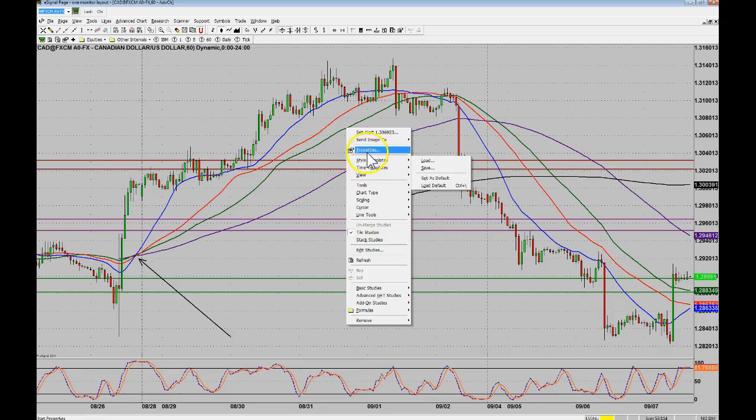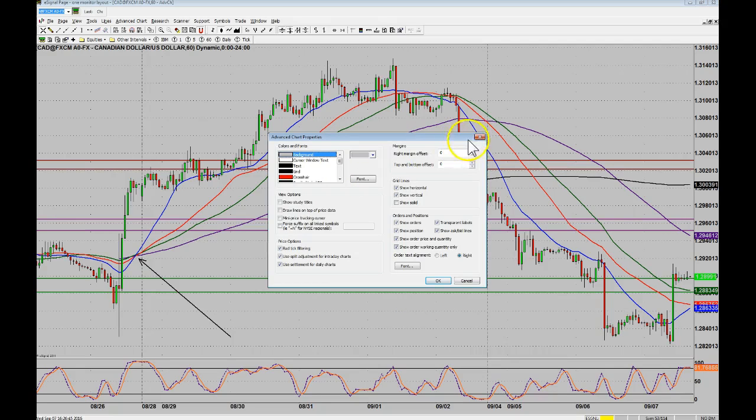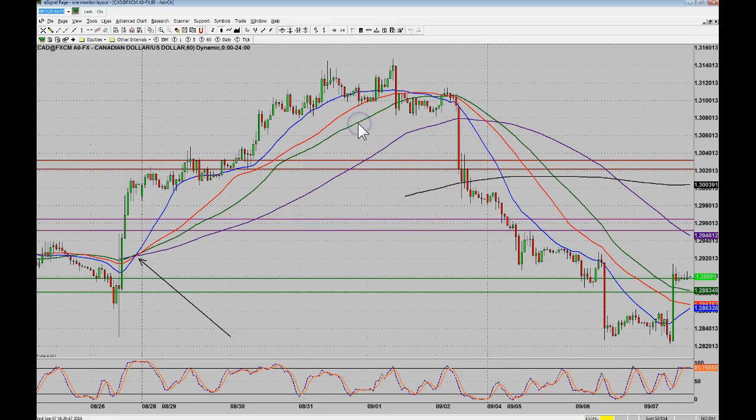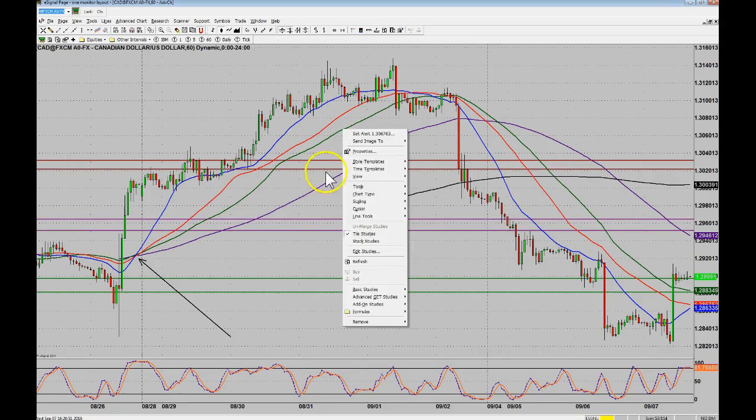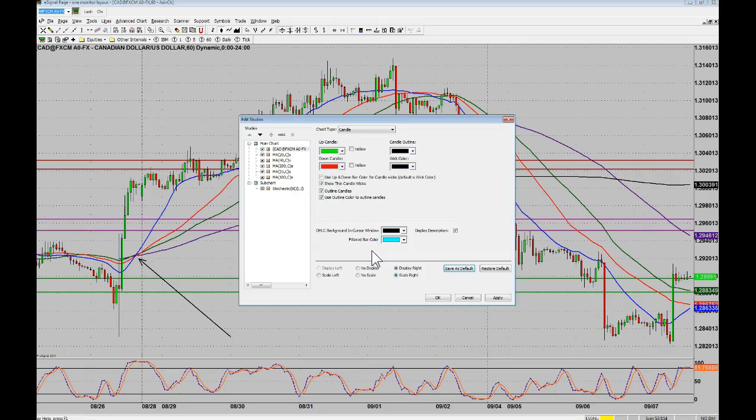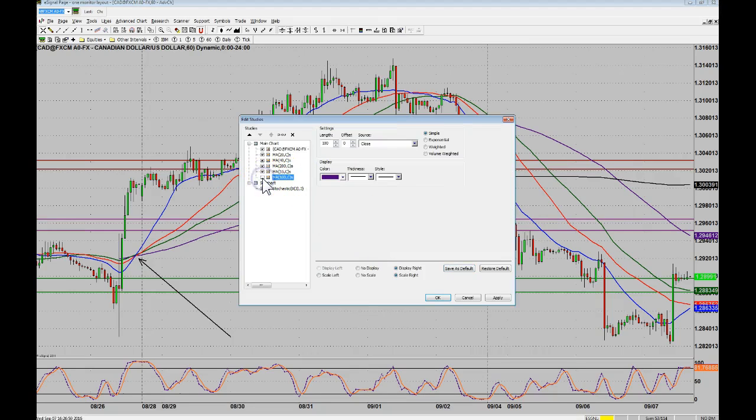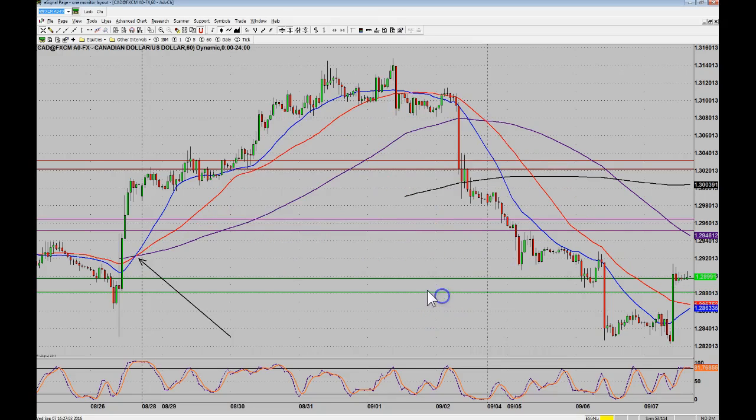Wow, this really isn't the time to do that, but yeah. Is there any way for me to just get rid of this thing? Sorry. Edit studies. There. Oh, no, not that one. It's the 55. That should only be on the daily.